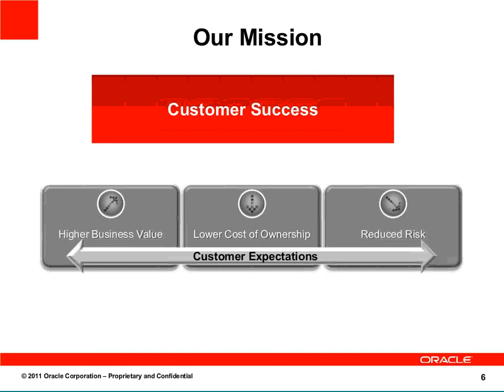In this slide, our mission is customer success. Customer success is the primary focus of Oracle customer service. We divide your expectations in three parts. We drive higher business value through better software utilization and productivity. Analysts are focused less on troubleshooting and more on the business at hand.